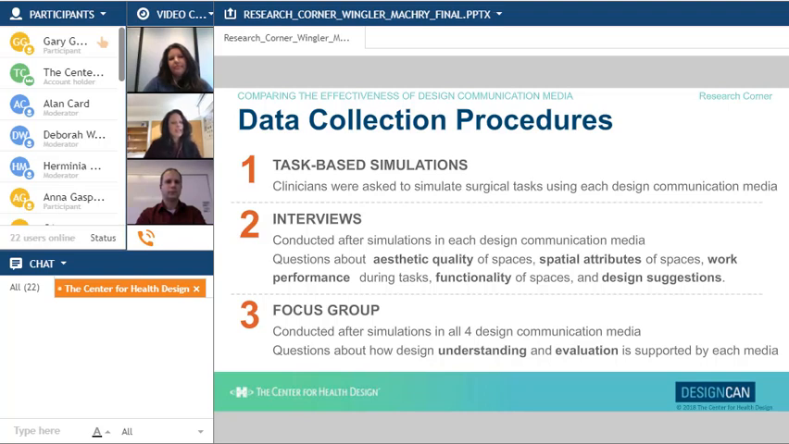It's also important to note that each clinician started with a different design communication media, so it was randomized. They didn't all evaluate the communication media in the same order. And then after each clinical team member had evaluated each of the 4 design communication media and their associated structured interview, a focus group with the whole team was conducted, and that had questions regarding how design understanding and evaluation was supported by each media.